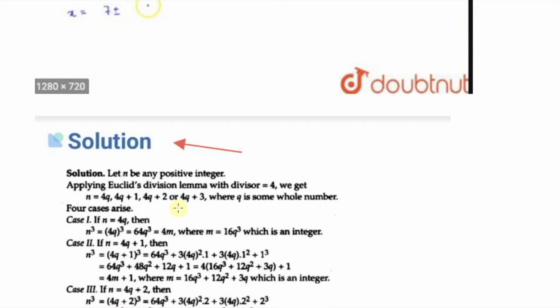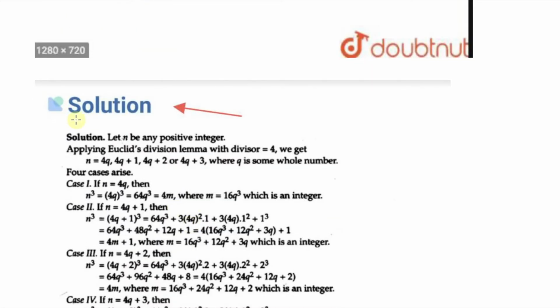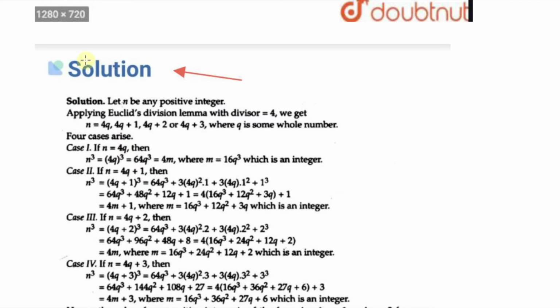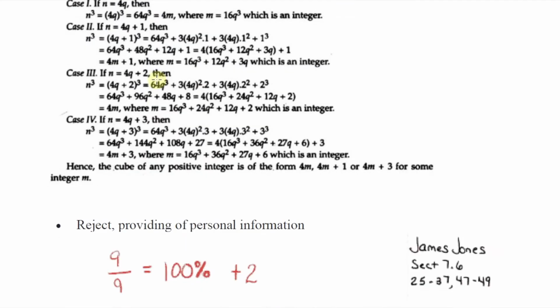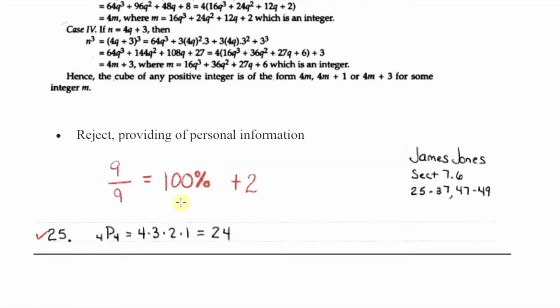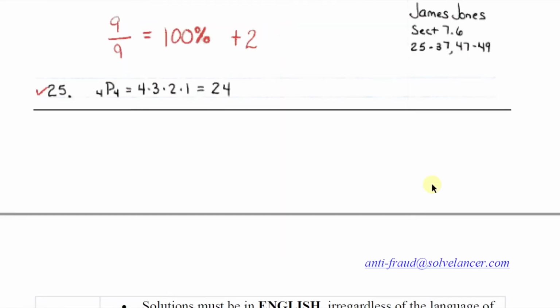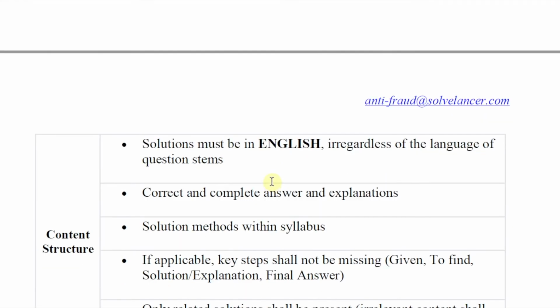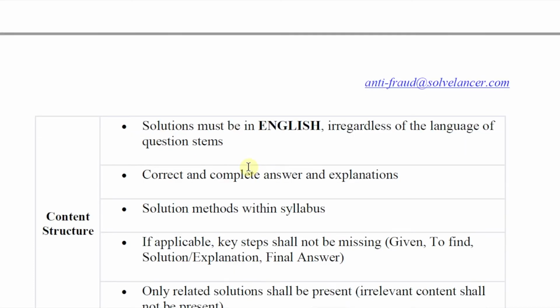Similarly, in this answer we have a solution with the logo symbolizing SnapSolve. So we have to reject this type of answer as well. This logo should not be there, so we should keep all these things in mind. Now we also reject answers providing personal information. For example, in this answer the personal information James Jones is written, which is the name of another person, so that's why we have to reject this answer.